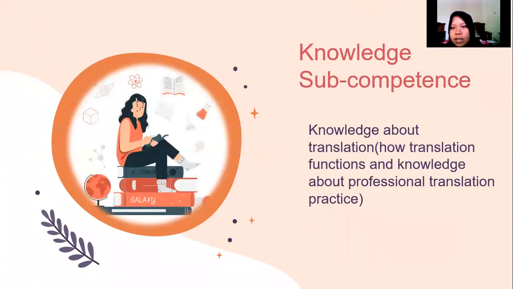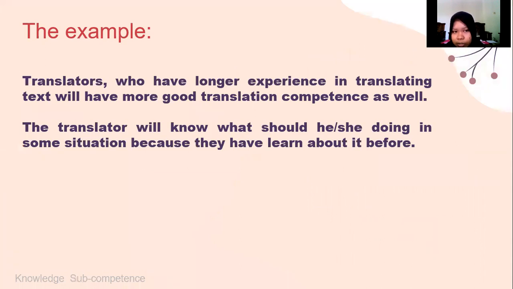And then the next one is knowledge subcompetence. Knowledge subcompetence is about translation, how the translation function works, and knowledge about professional translation practice. For example, translators who have longer experience in translating text will have better translator competence. The translator will know what he or she should do in some situations because they have learned about it before. So the translator will know the things he or she should do if he or she finds any difficulties in the translation process.